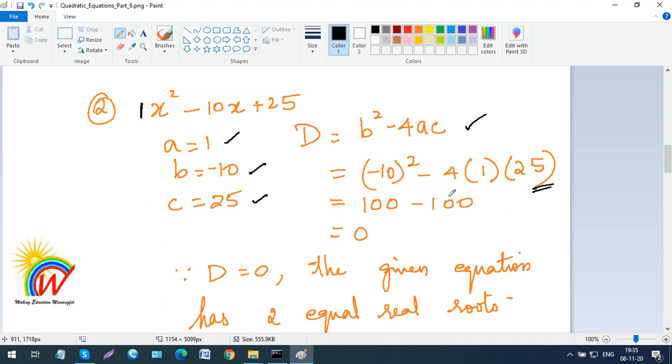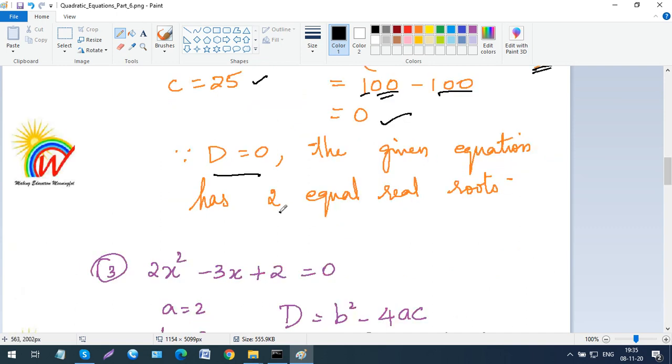You don't have to actually multiply it. It's 1 square, which is 1, and 0 0 for 10. So 100 minus 100 is 0, so you are getting exactly 0 for D. Since this happens, it has two real, equal roots. Two equal real roots. The word equal is very important here. You're going to get the same number.